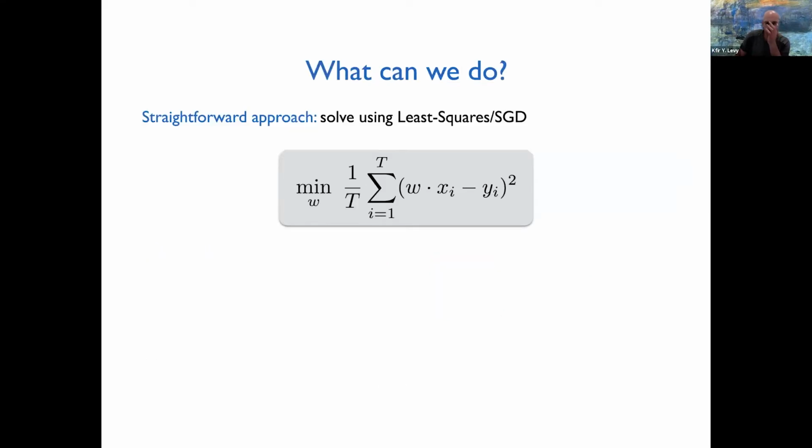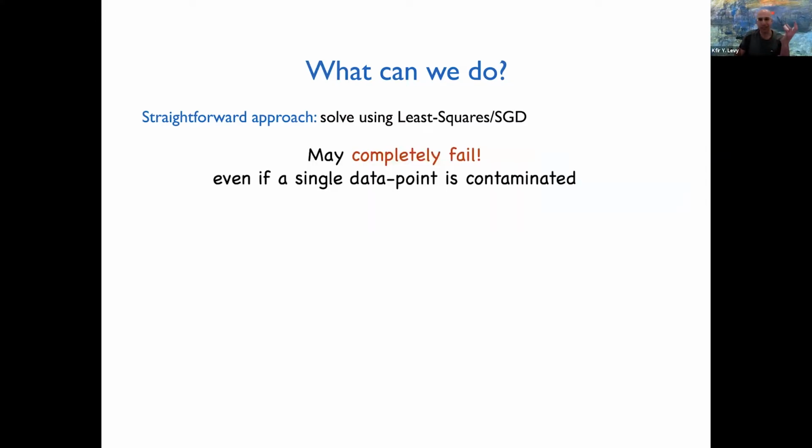Okay, so what can we do in this case? So the straightforward approach is to say the following. Okay, let's ignore the fact that the data is contaminated and solve this problem using least squares, like standard least squares. And apparently that's a very bad approach because it may completely fail, even if we allow the adversary to contaminate only a single data point. Okay, so this approach is very bad. It fails.